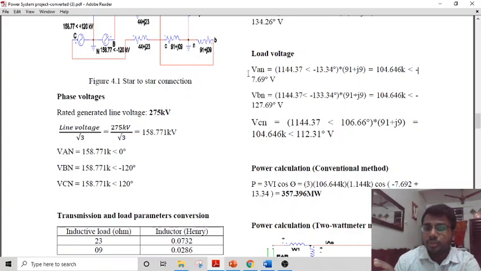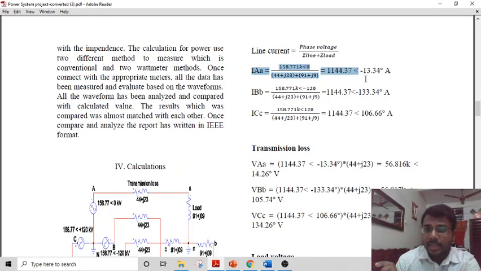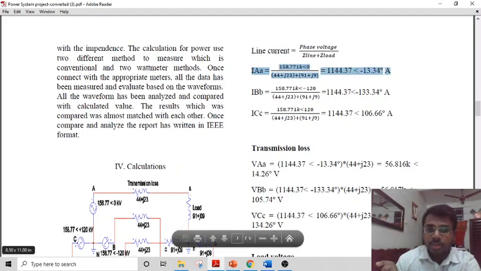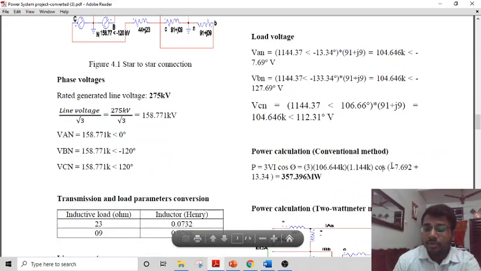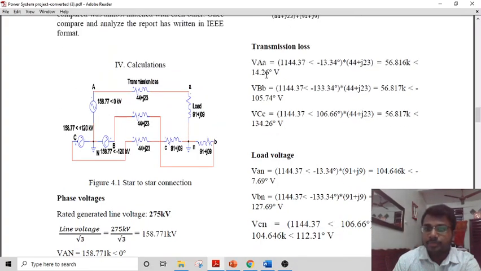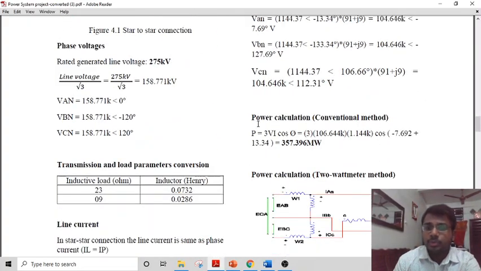Let's say you have chosen VAN, then for the current part you have to choose the same line, IA. So 1.44k, and then the degree 7, which is representing the voltage, and you have to minus the current's angle. Because minus a minus becomes plus, so 13.34, as you can see around here. All right, so this is how we acquire our calculation by the conventional method.